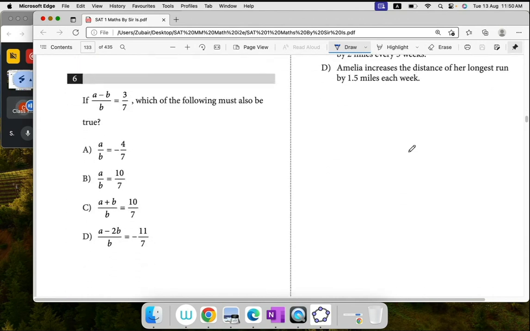If a minus b over b equals 3 by 7, which of the following must be true? Okay, let's slowly rearrange it. 7a minus 7b is equal to 3b. So that's 10b, 7a. a over b is equal to 10 over 7. This could be true.